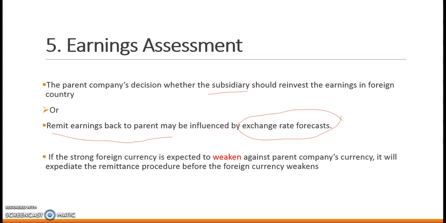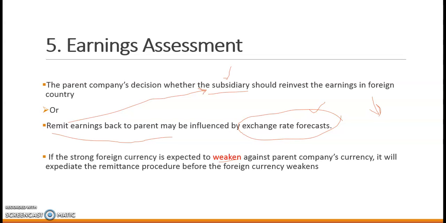So if they expect the exchange rate to be weakening or declining in its worth, it will not be good for the firm, because they will be receiving less of the amount when the foreign currency is converted to the home currency. So if they expect the currency is going to weaken, they will ask the subsidiary, which has earnings over there, to remit as soon as possible, right? So in that situation the remittance will be done.